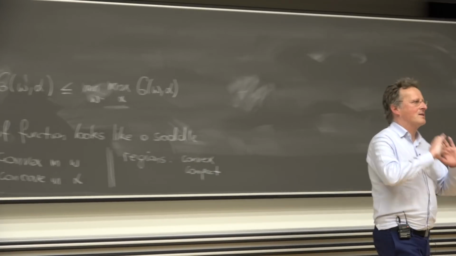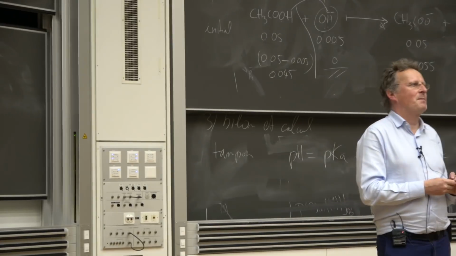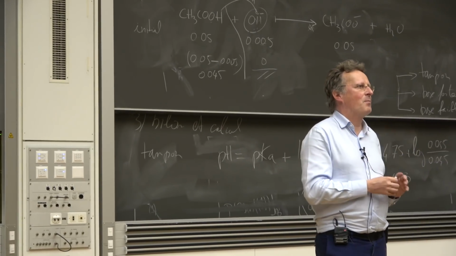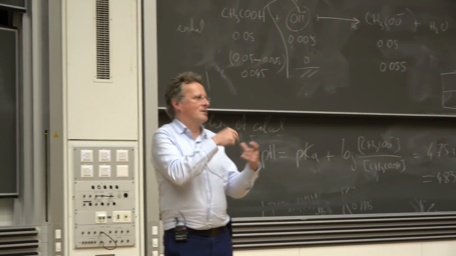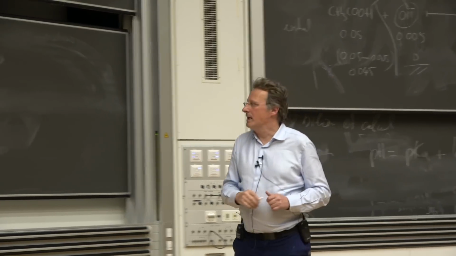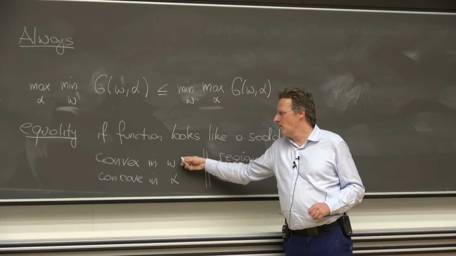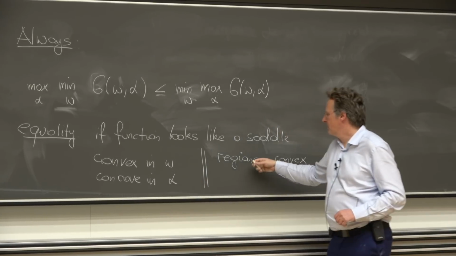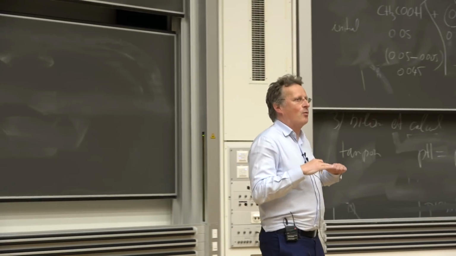Compact, for us, just means bounded. So for example, the alpha is just in the box, and the box is convex, of course. You can take any two points, and they're still going to be in the box. So in general, they have to be one convex and one concave, and the region itself has to be convex and compact, then indeed you have equality.